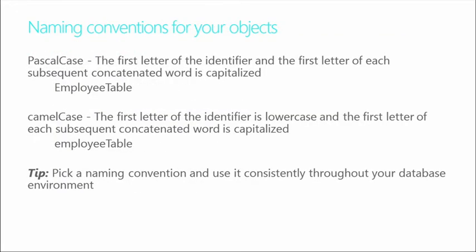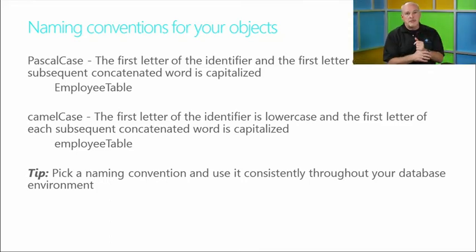Now, one of the things that we often do as we create objects is we have to have a naming convention. A couple of the common ones are listed here. Pascal case is where we capitalize the first letter of the identifier and the first letter of every subsequent concatenated word. So, for instance, you see EmployeeTable. The E in Employee and the T in Table are capitalized. Personally, this is my preference. I use Pascal case, and you're going to see it with the scripts and some of the content that I'm going to be showing you in this module and the next module. I'm totally about Pascal case.